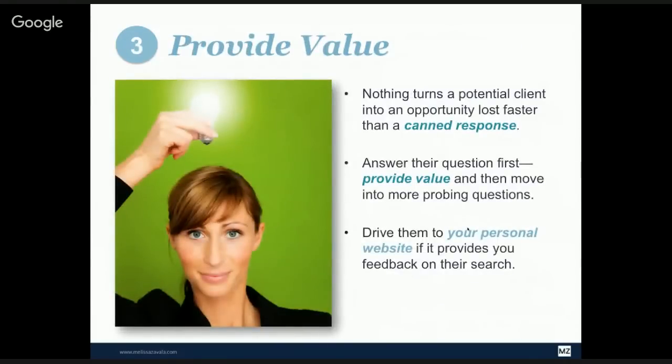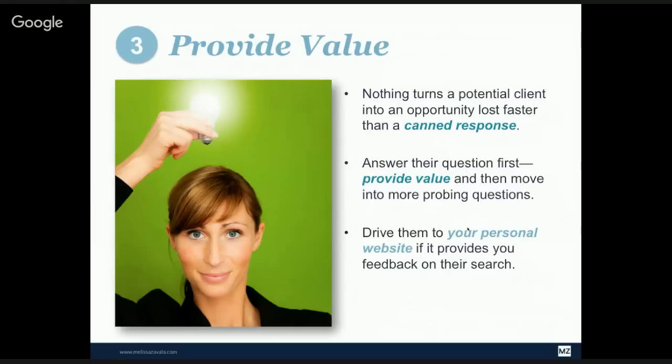And then you want to provide value. Nothing turns a potential client into an opportunity lost faster than a canned response. There was an article over the weekend on Inman which really talked about how important it is to provide a creative and natural response that comes from you. The article talked about all of these products that are available now to systemize and automate, but if everybody's automation looks the same, it's a real turnoff.